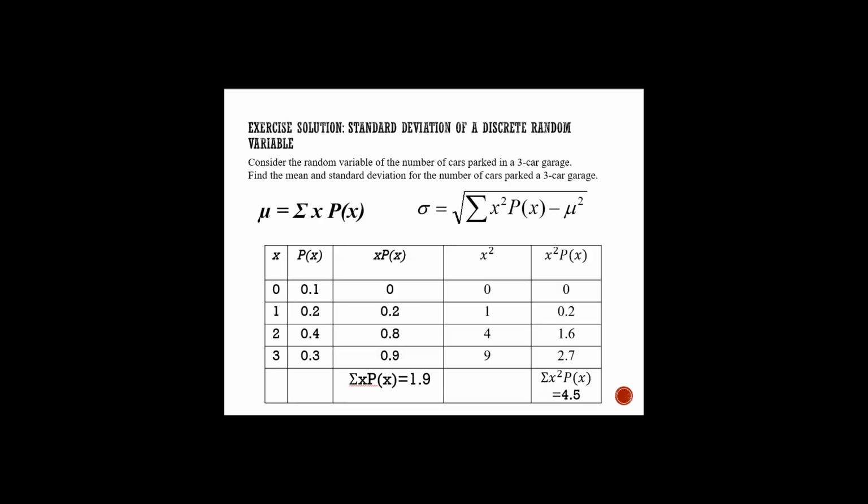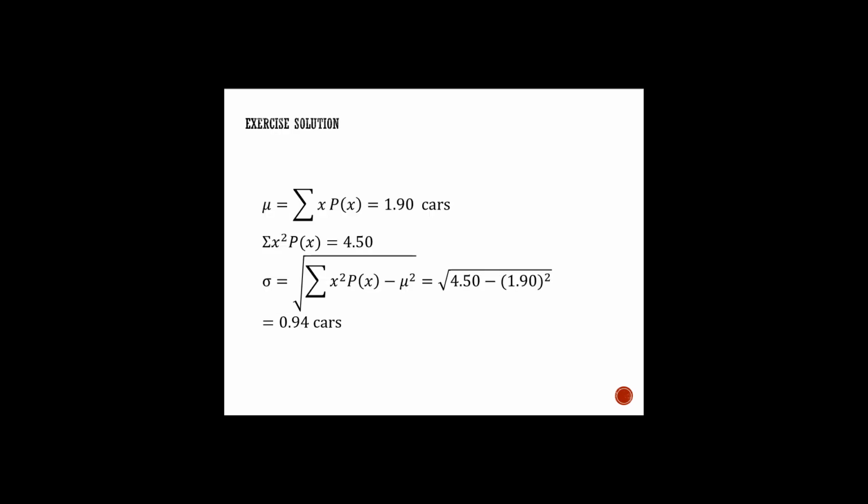So to check your work, I came up with these probabilities. The mean of the probability distribution came up to be 1.9. And then I came up with the sum of x squared times the probability of x, 4.5. Let's take a look at what the calculations look like for the standard deviation. If I plug in 4.5 and 1.9, I would come up with a standard deviation of 0.94.